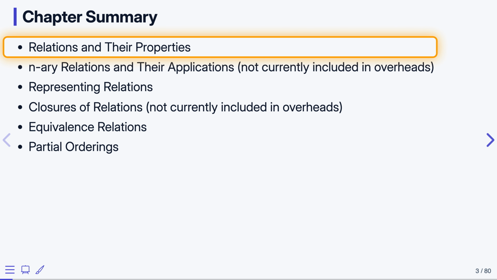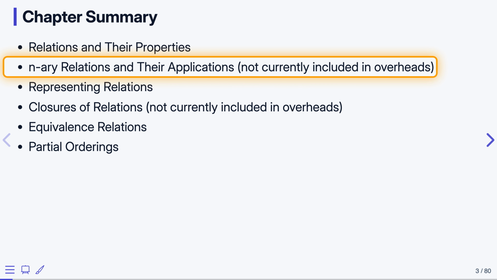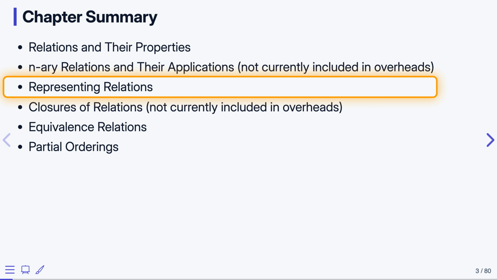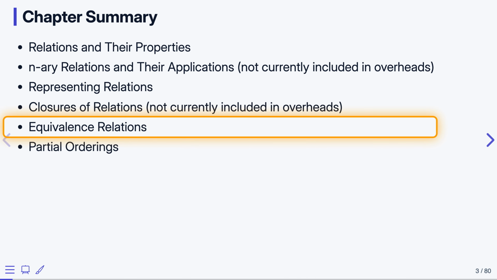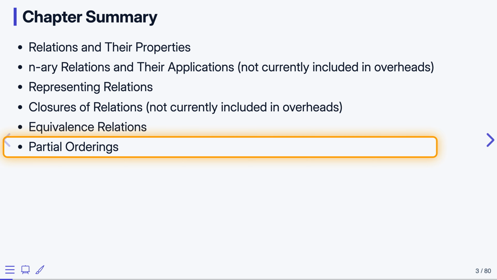This is the plan for the whole chapter. First, relations and their properties. Then NRE relations. Those are not in these slides yet. Next, how to represent relations. After that, closures of relations, also not in these slides yet. Then equivalence relations. And last, partial orderings. Let's start with the first topic.